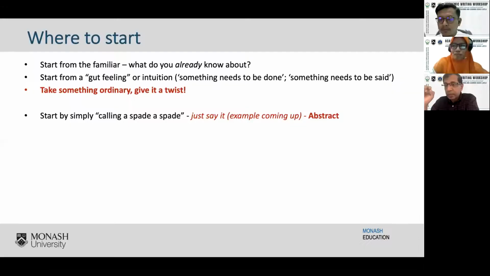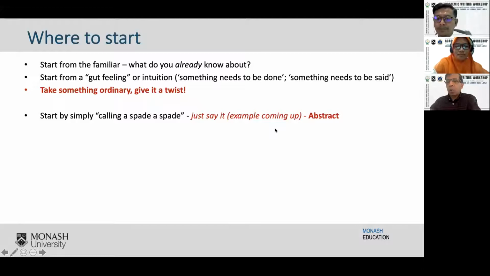A classroom, and you are trying to understand the reasons why. So you can give it a twist. Old topic, but a new theory means you're twisting it and turning the old topic into a new topic. You're turning a cold topic into a hot topic by giving it a twist. And start by simply calling a spade a spade. So just say it. And I'll give you an example through an abstract.